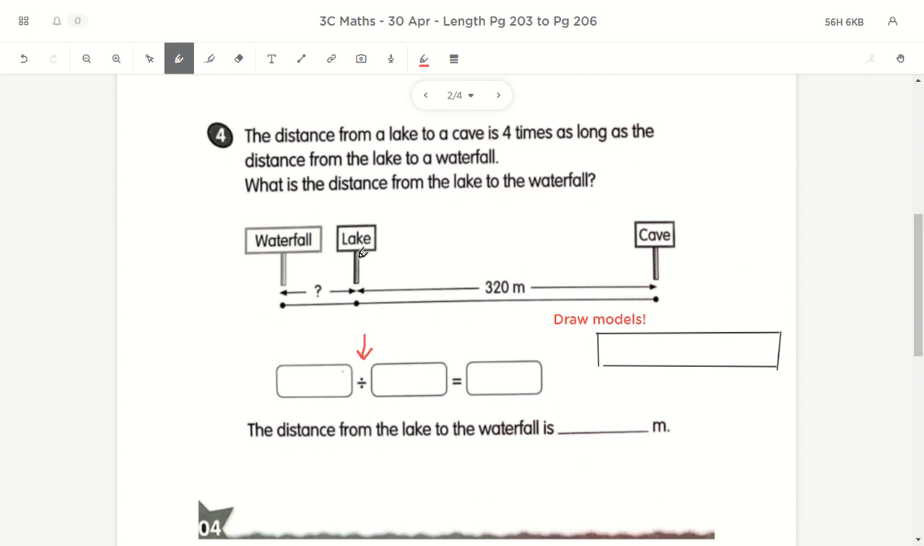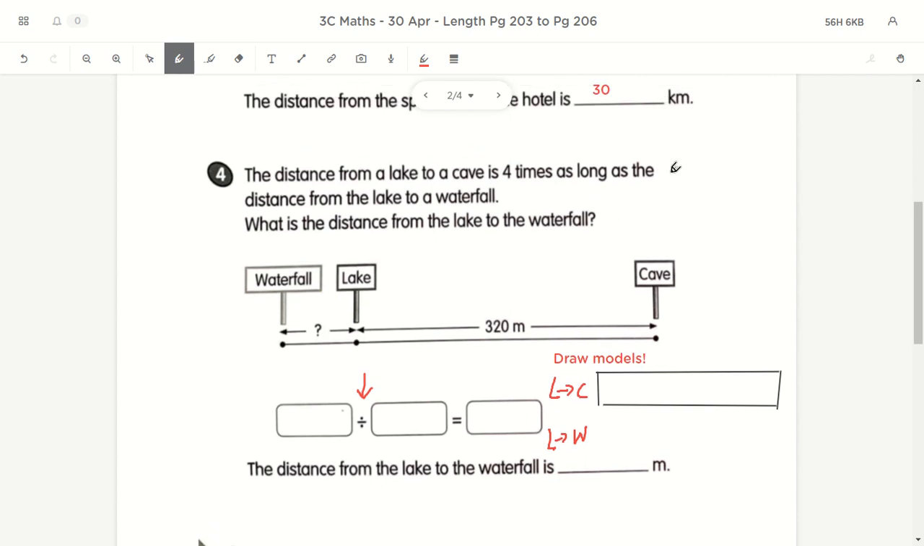The distance between the lake and the cave is 4 times as long as the distance between the lake and the waterfall. So this has some similarity with question 3 on top. With that, let's draw the models. So what you have here is the distance between the lake and the cave. Lake to the cave is 4 times as long as the distance from the lake to the waterfall. So the next one will be lake to waterfall. Okay, so the distance from the lake to the cave is 4 times. So this is definitely more. Okay, so let's write the word more on top first.